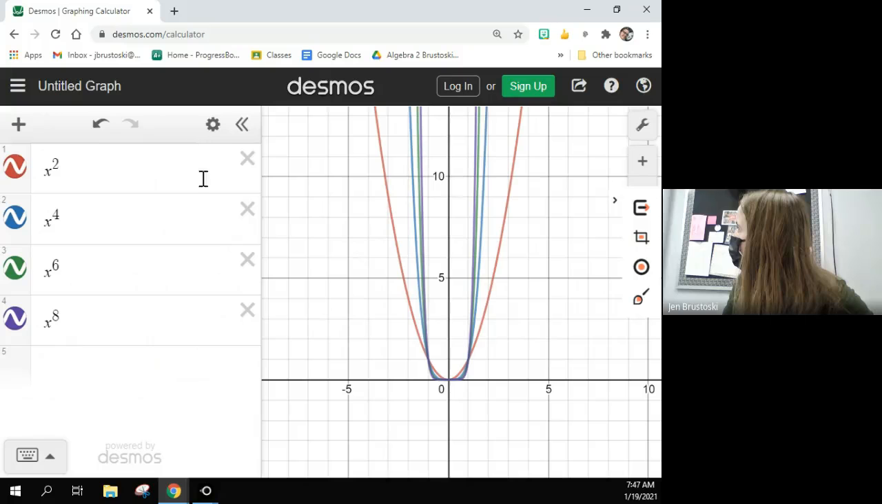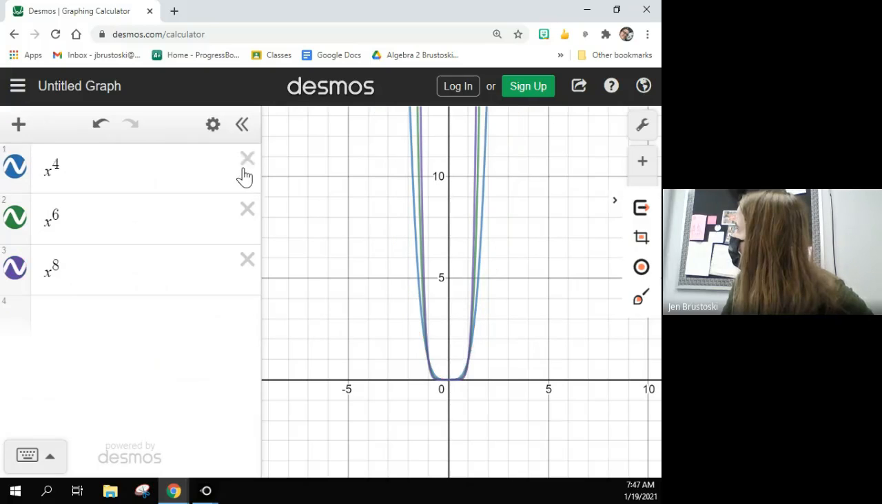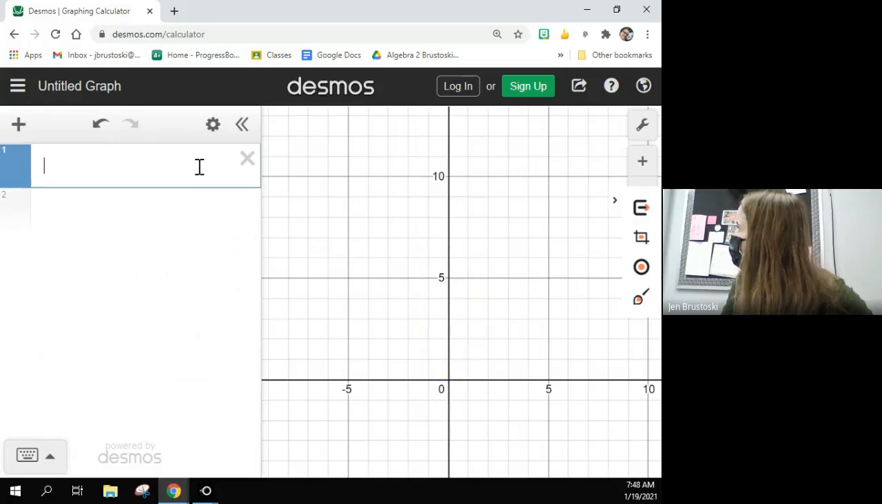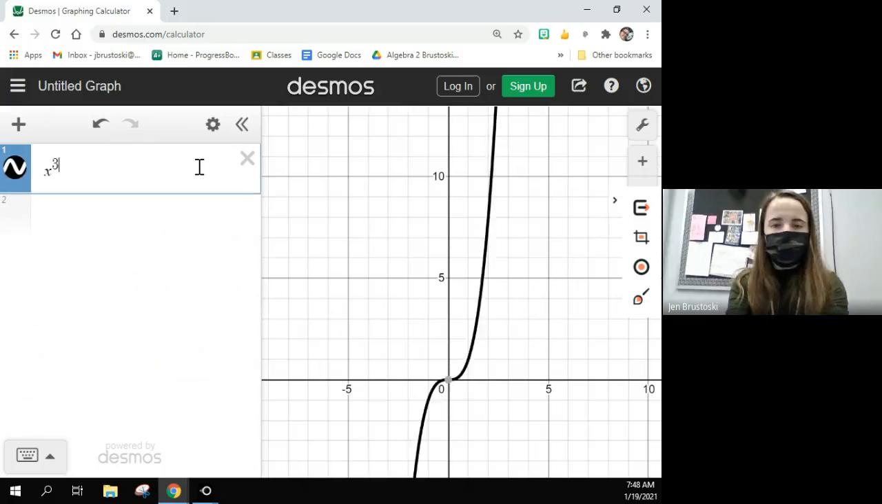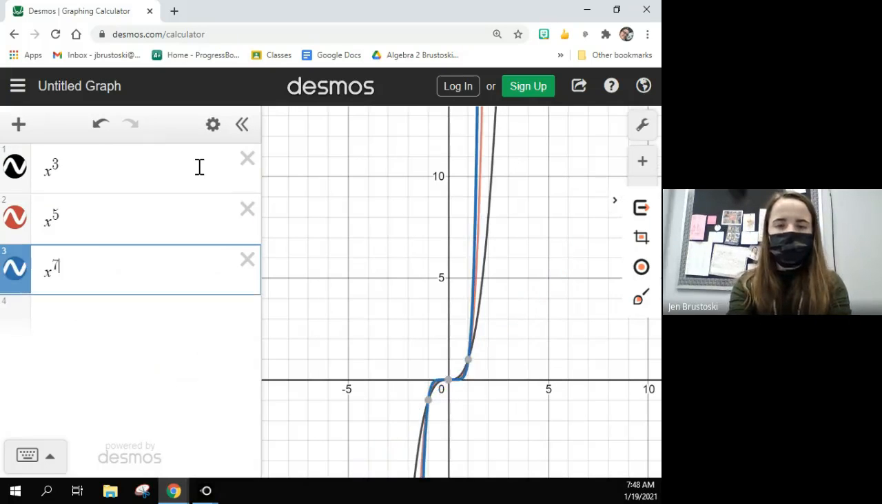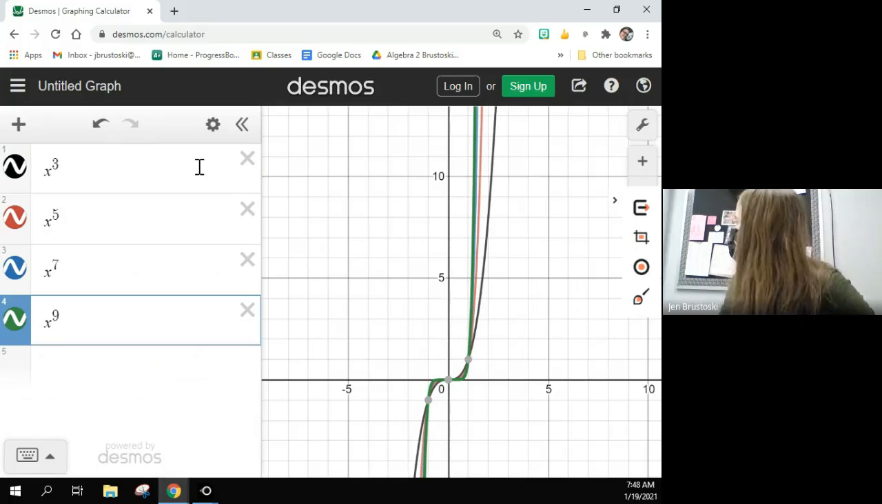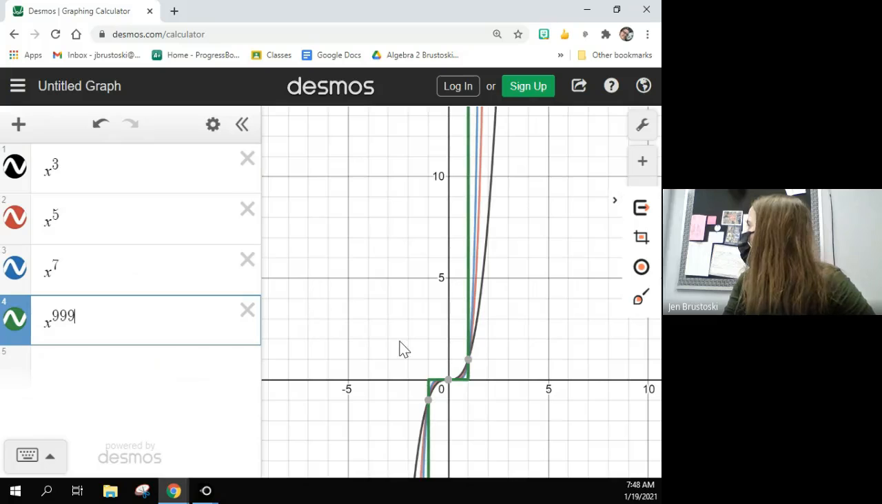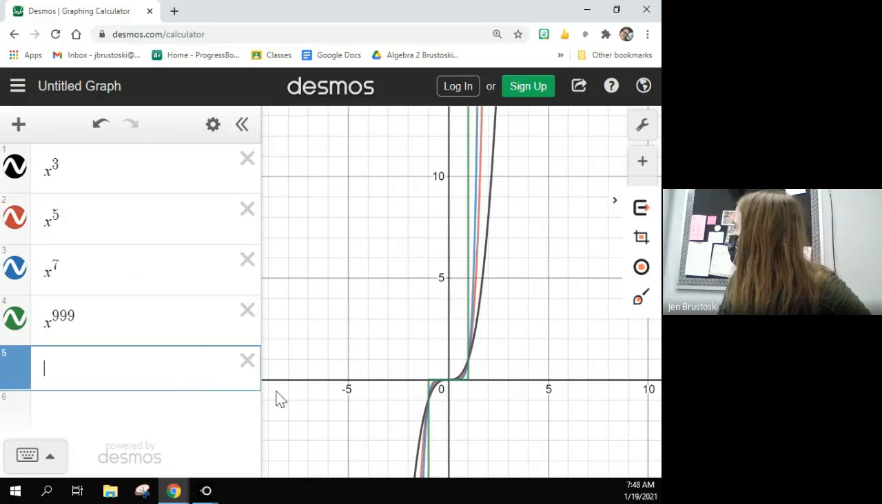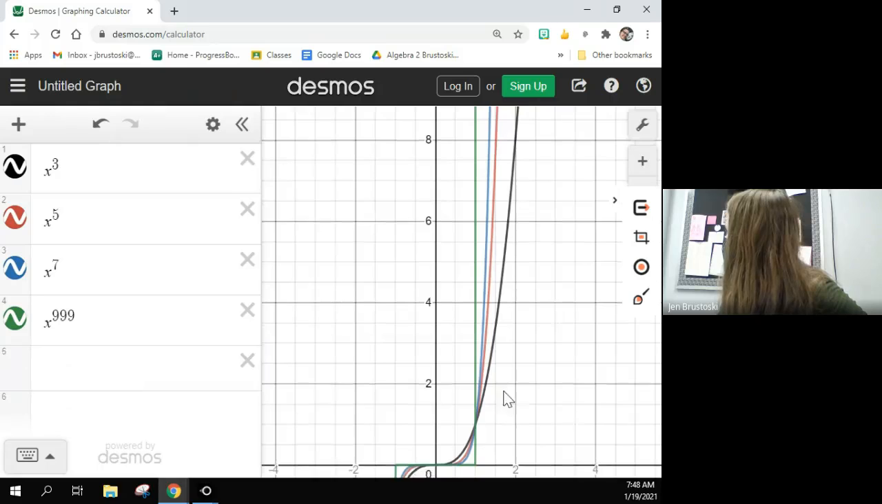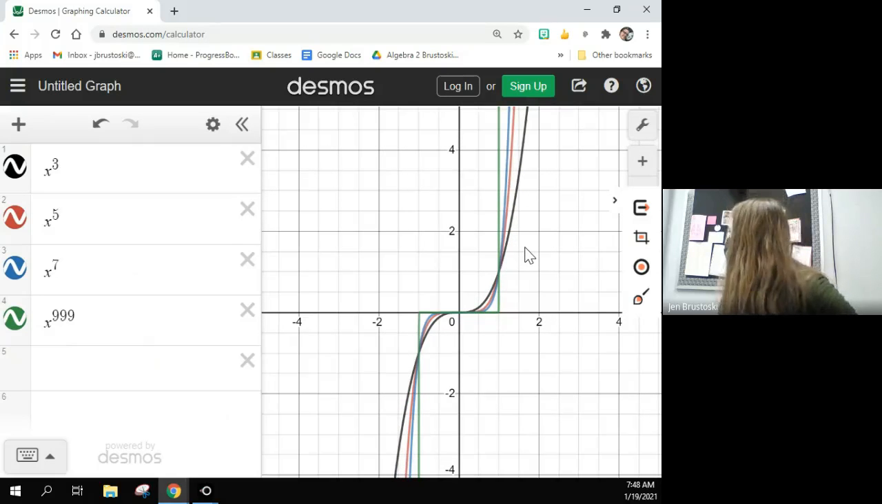Where'd it go? Here it is. So let's do x to the third, x to the fifth, x to the seventh, x to the ninth. You know what, let's make it fun and make it a really big number, okay? So I'm gonna zoom in a little bit. The x to the ninth looks really weird.